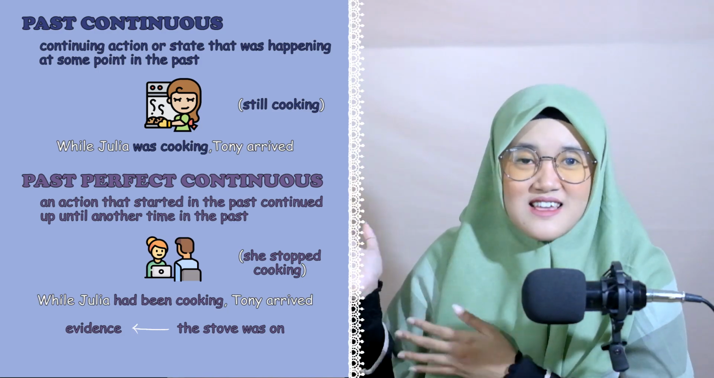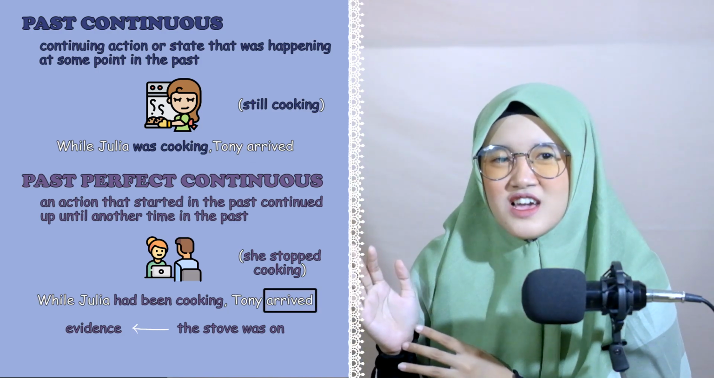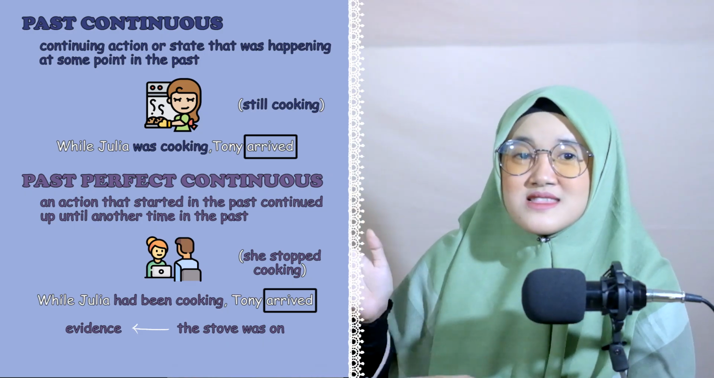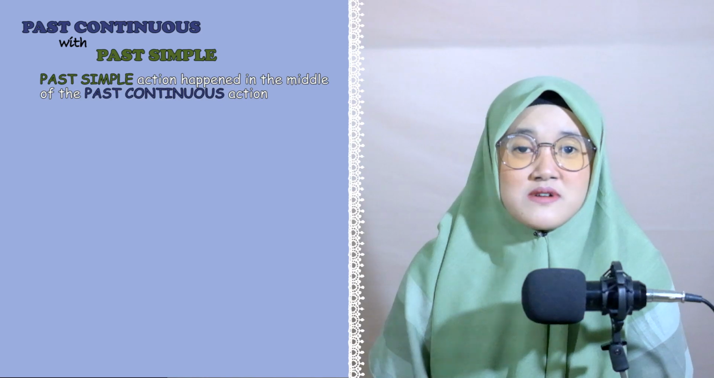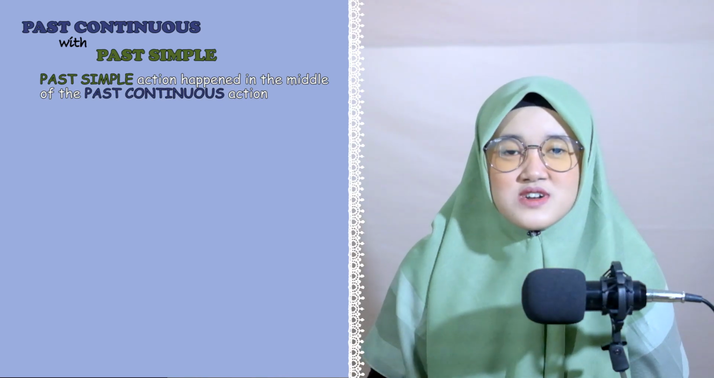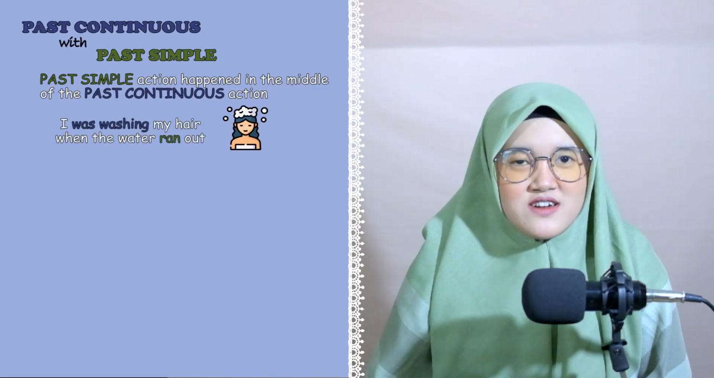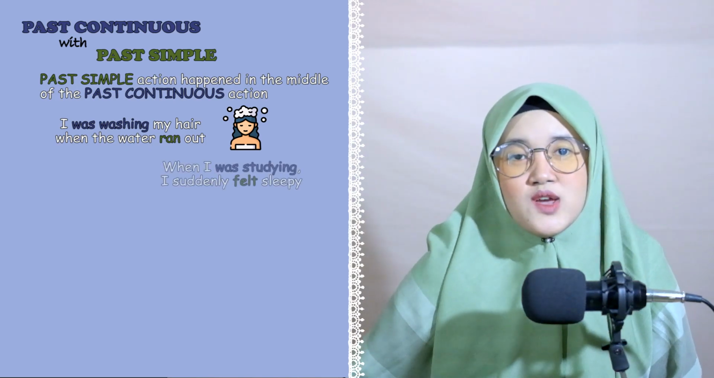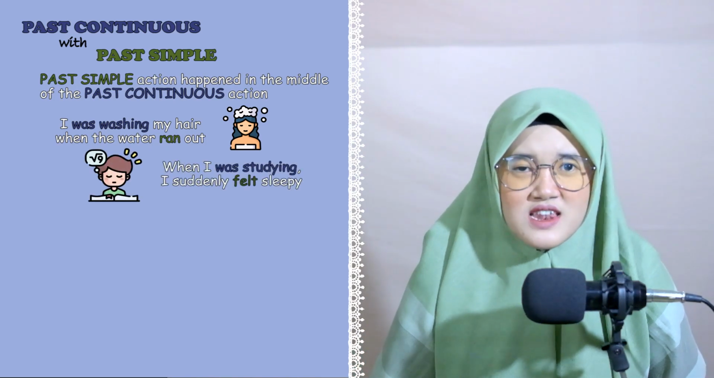From all the examples here, if you look carefully, you'll notice that the past continuous and past perfect continuous are almost always used with the past simple tense. Why? First, when we use past simple with past continuous, it shows us that the past simple action happened in the middle of the past continuous action while it was in progress. I was washing my hair when the water ran out. When I was studying, I suddenly felt sleepy.